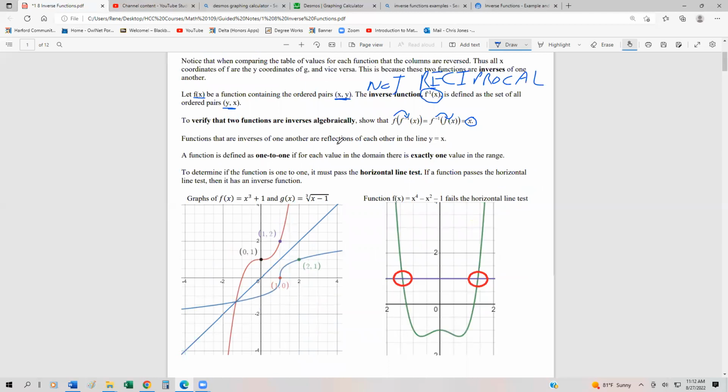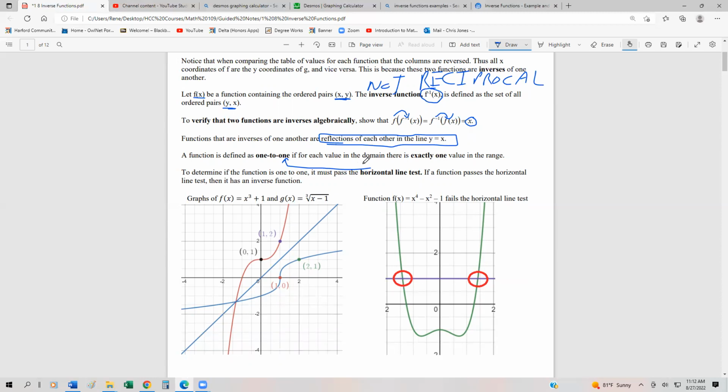Functions that are inverses are reflections in the line y equals x. All right, we'll see that in a moment. And then we call a function one-to-one if for exactly each value in the domain, there's one value in the range. Now, to determine if a function is one-to-one, it has to pass this thing called a horizontal line test. And horizontal line tests can help you to determine if functions are one-to-one.